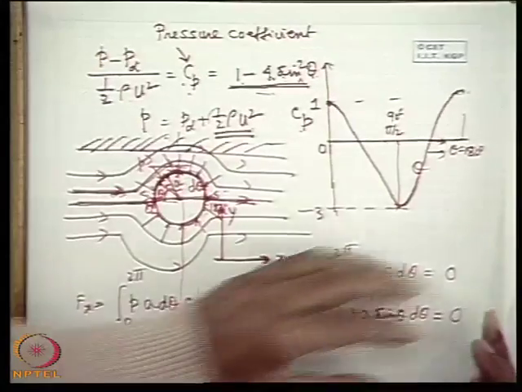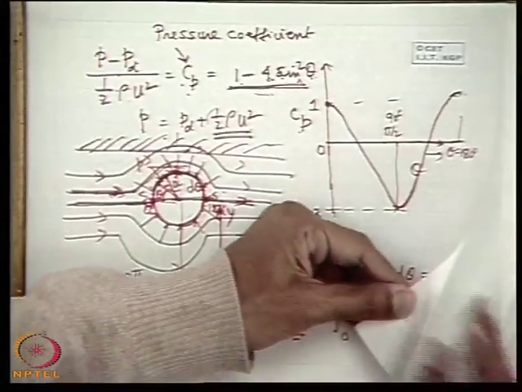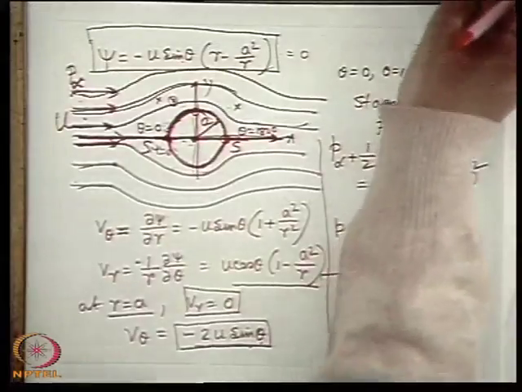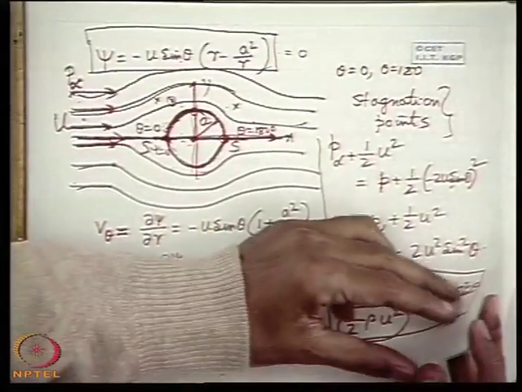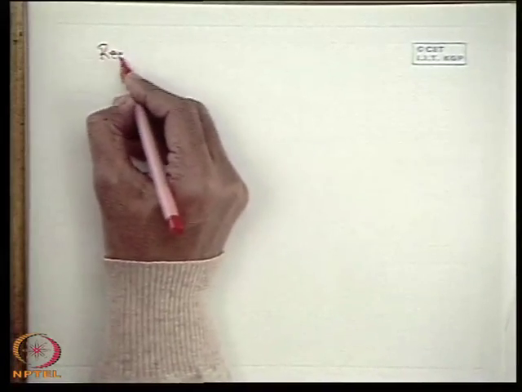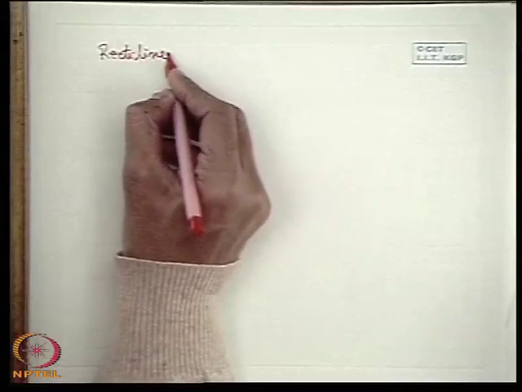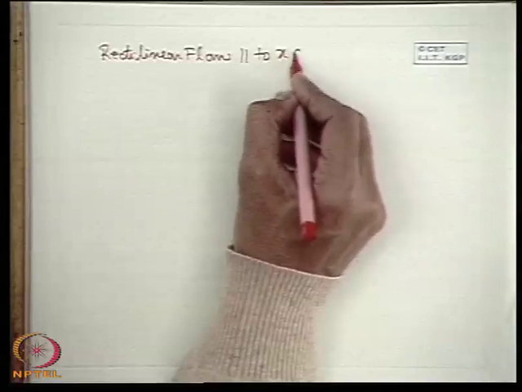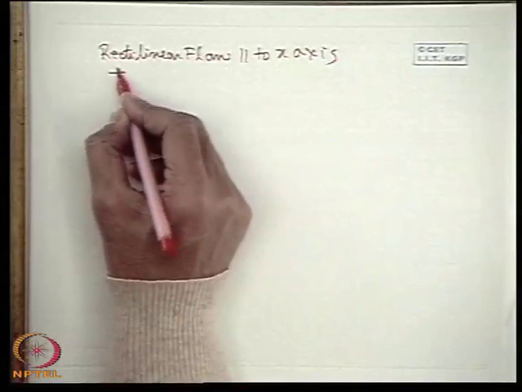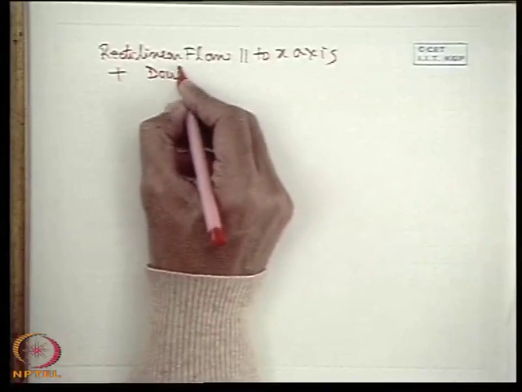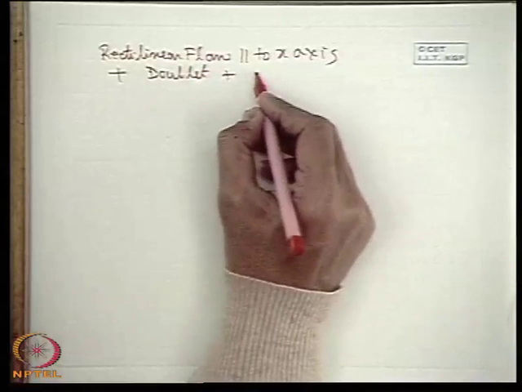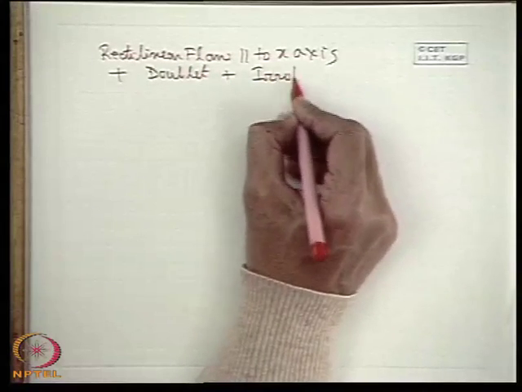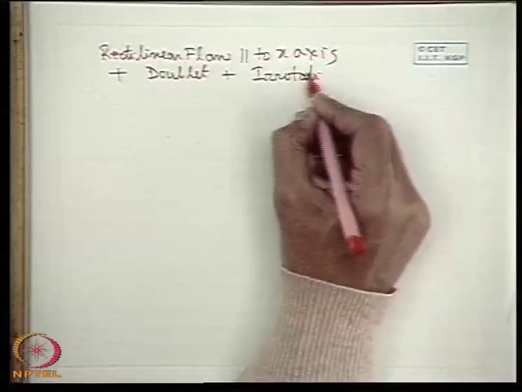So all right, next we will discuss a combination of rectilinear flow, the same flow parallel to x axis, plus doublet, plus an irrotational vortex.